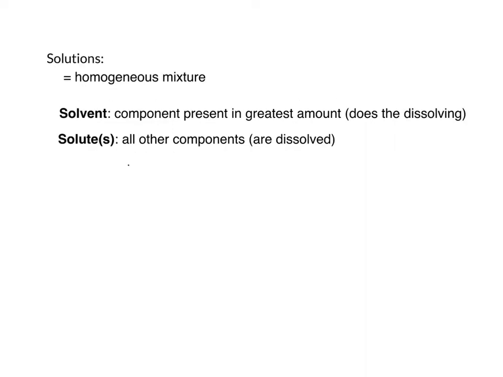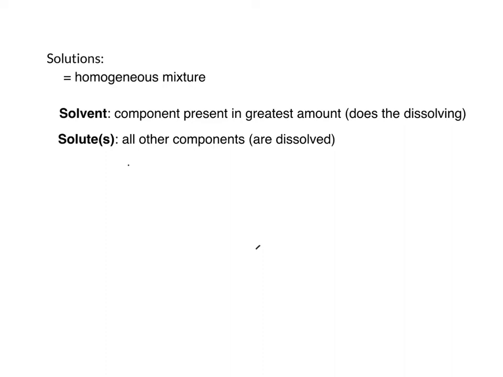So when we talk about solutions, remember that a solution is just a fancy word for a homogeneous mixture, which is just a mixture that is the same throughout. So a mixture that has the same composition throughout the solution, things like apple juice, no pulp orange juice, air, brass, all of these things are considered to be solutions. Because these aren't pure substances, they're mixtures, we have to talk about the different components that are involved.